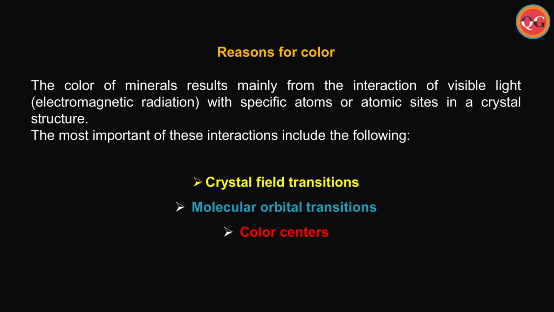Last one is color centers. Color centers are defects in the crystal lattice of a mineral where an atom is missing or replaced by another. These defects can capture and localize electrons, leading to the absorption of specific wavelengths of light. These interactions highlight the complex nature of how color is produced in minerals, making it an intriguing aspect of mineralogy. Now we will discuss one by one.